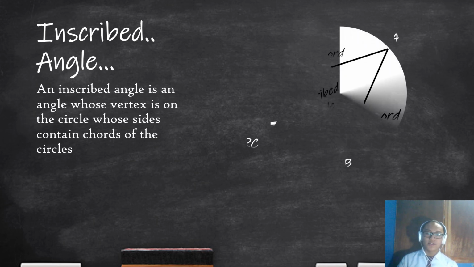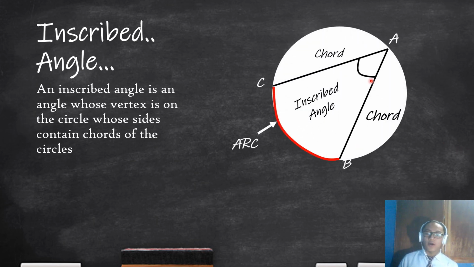So here in the example, lines CA and AD are the chords. With these two lines forming an angle, this would be our inscribed angle. So our angle would be angle CAD, the inscribed angle. And this red line here is our arc, and our arc in here is arc CD. Moving on to our first theorem.